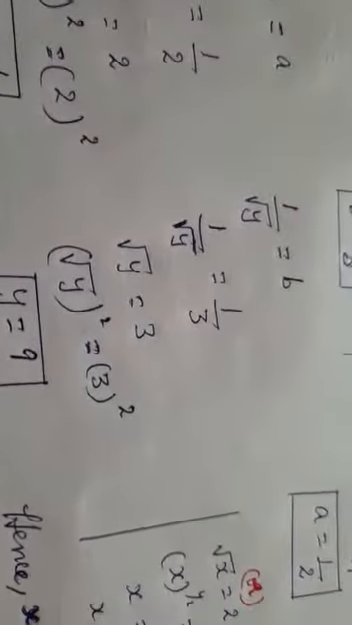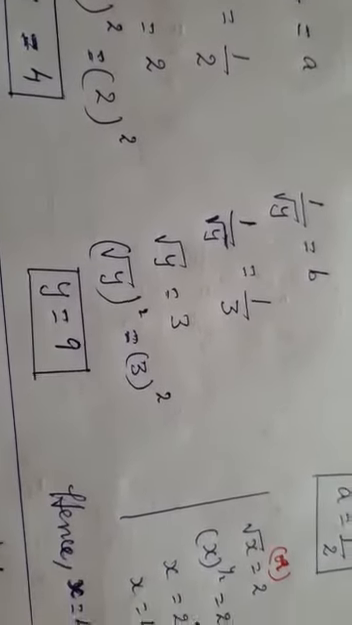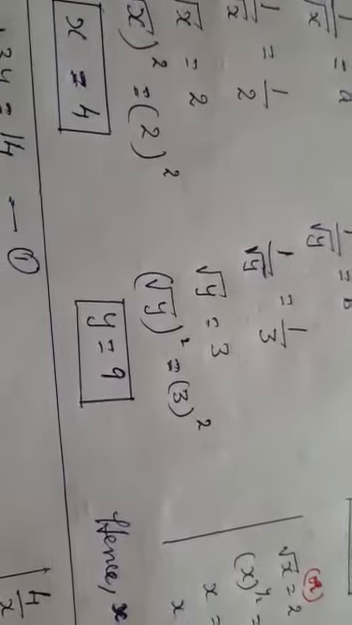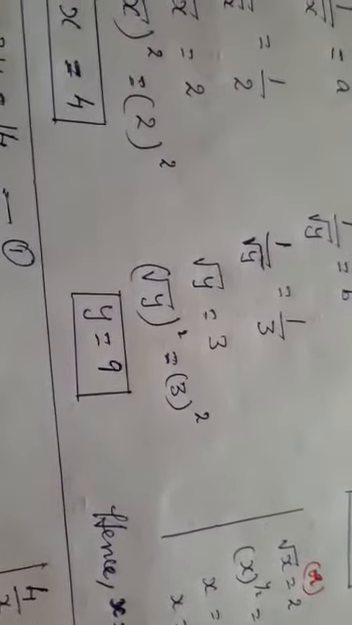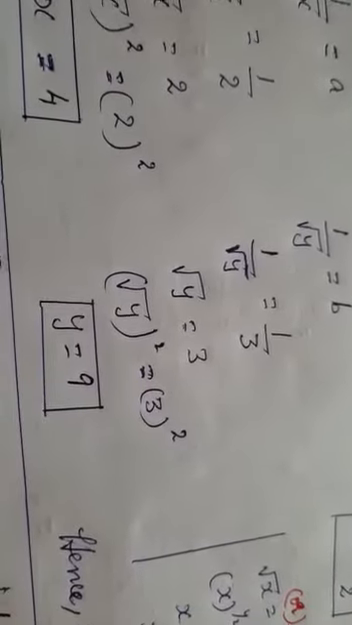Same way, 1 by root y I have taken as b. So 1 by root y is equal to 1 by 3. The reciprocal of 1 by root y is root y, and 1 by 3 is 3. So square on both the sides. Root y square is equal to 3 square. Y is equal to 9.